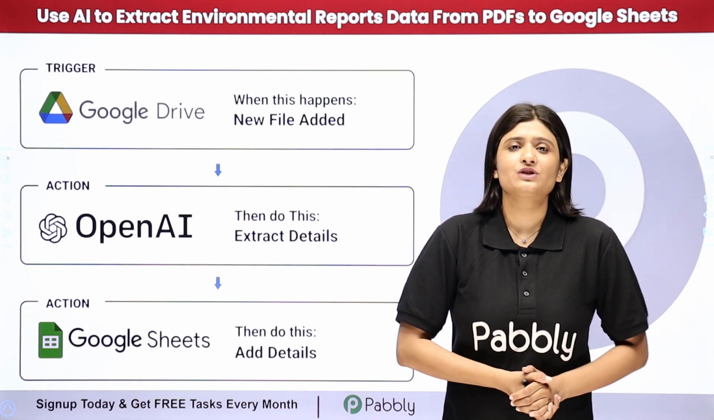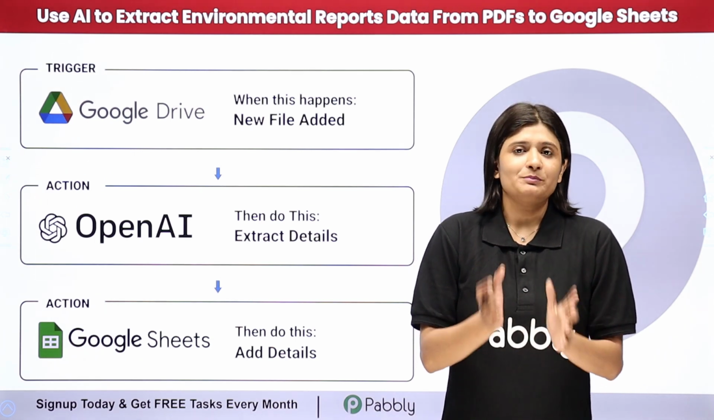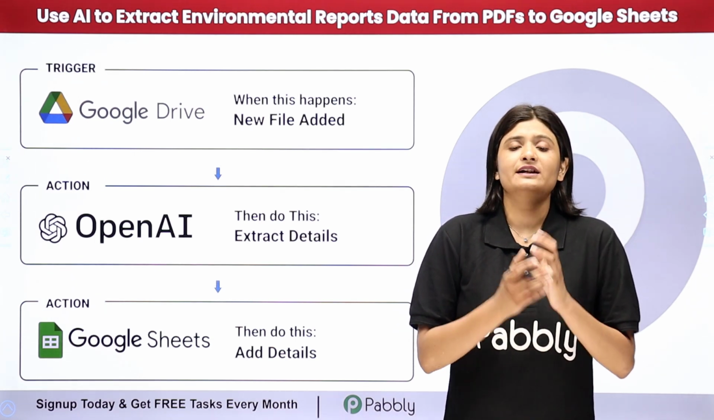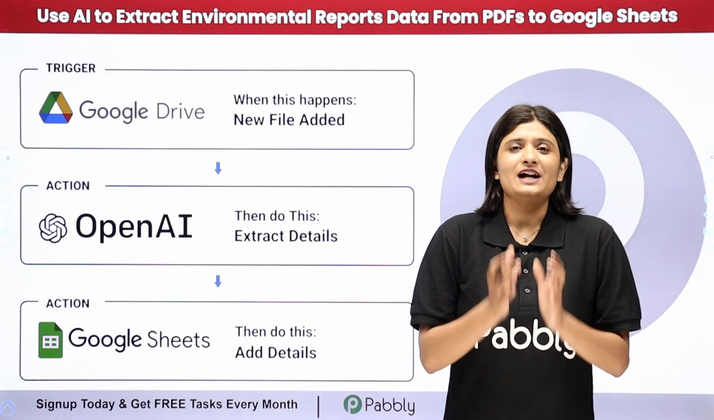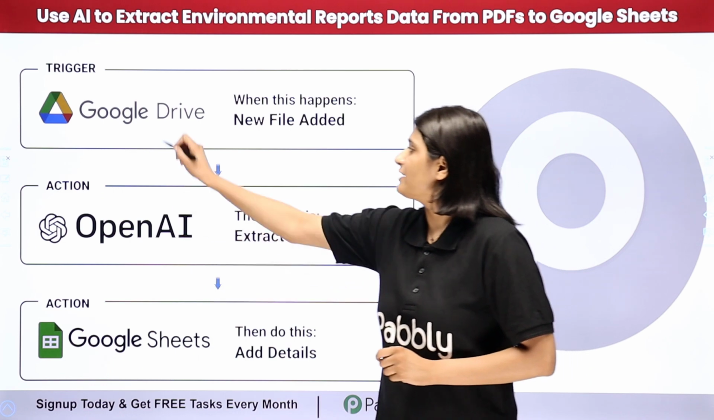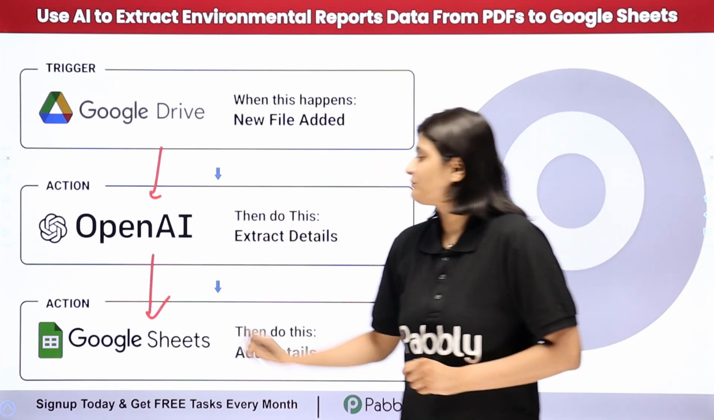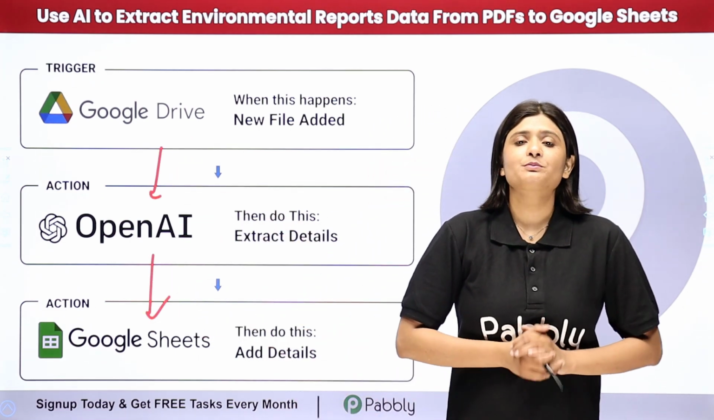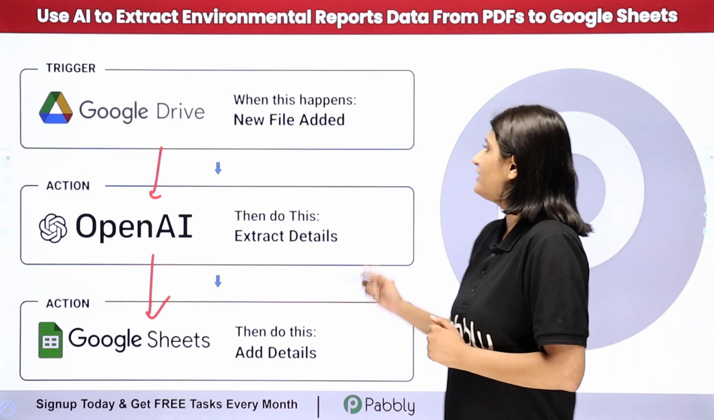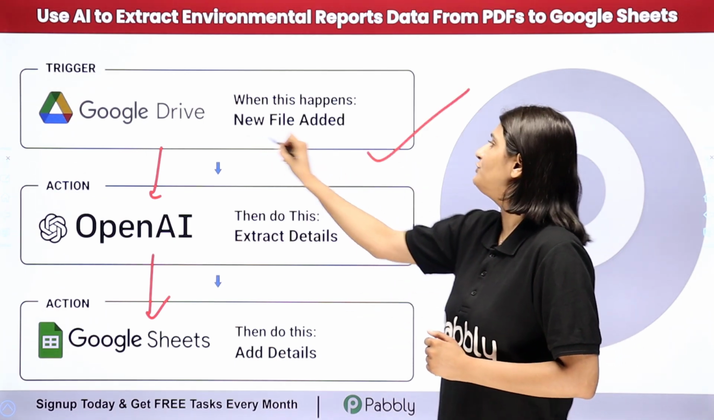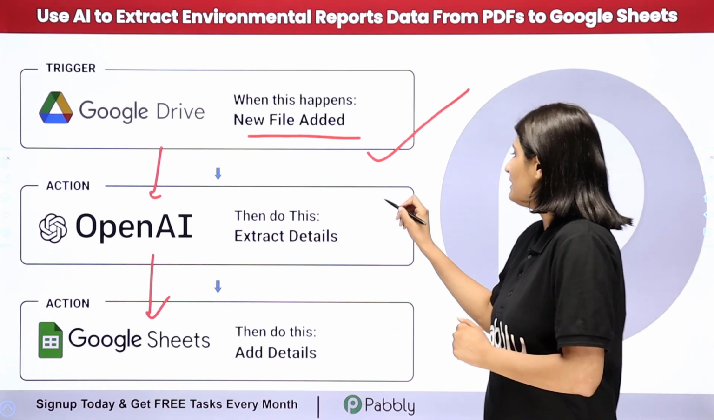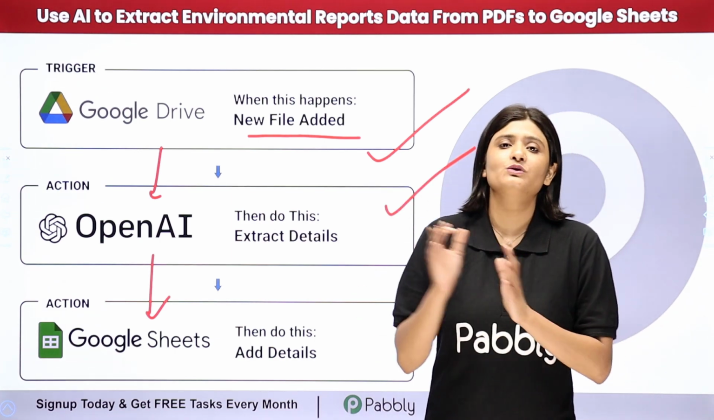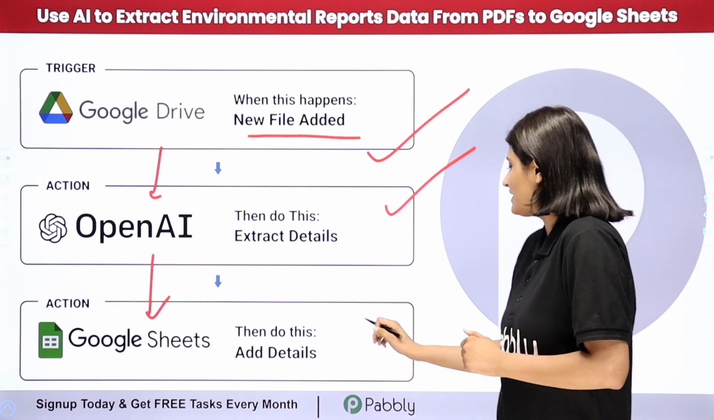And to do this automation, I'm going to use Pabbly Connect. So Pabbly Connect is an amazing automation and integration software which requires no coding or programming skills. Here I just need to build a connection between Google Drive, OpenAI and Google Sheets. With the help of Pabbly Connect, I'm going to build this connection in such a way that whenever I upload a new file or add a new file in my Google Drive, the details will be automatically extracted with the help of OpenAI, and then these details will be automatically added to my Google Sheets spreadsheet.